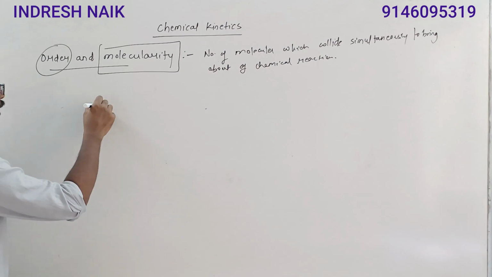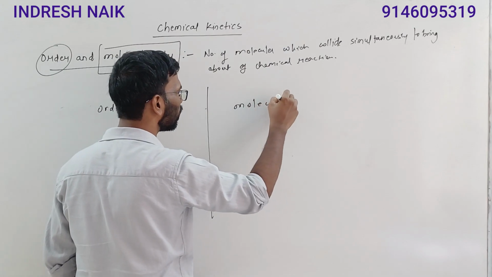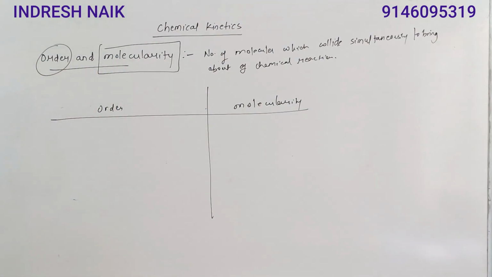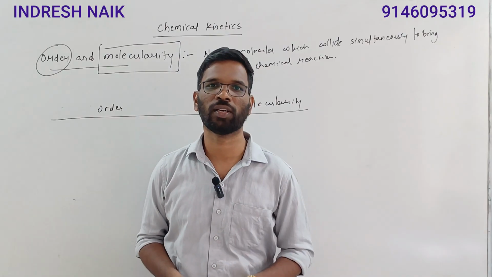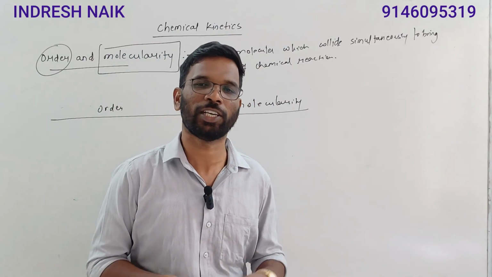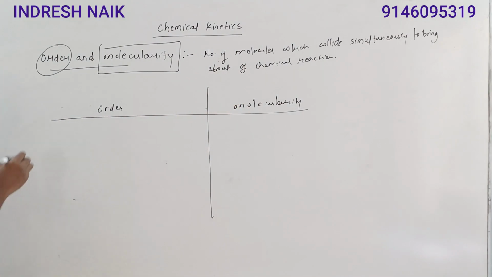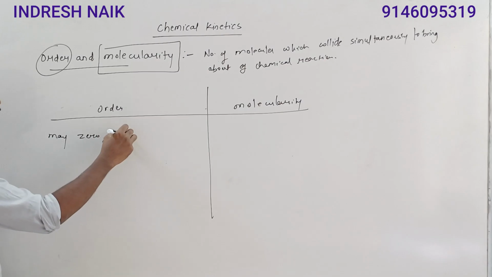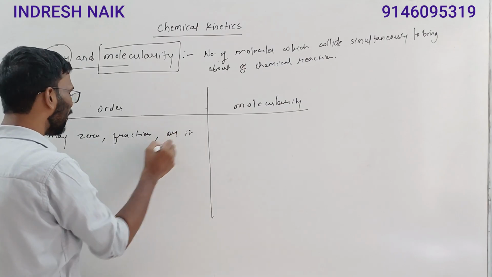So order and molecularity. If I want to write the difference between order and molecularity, it is this. Order is the sum of the powers to which concentration terms are raised in a chemical rate law expression. Molecularity is the number of molecules which collide simultaneously to bring about a chemical reaction. The major difference over here is that order may be 0, it could be a fraction also, 1 by 2, 1 by 3, okay, or it can be negative also.